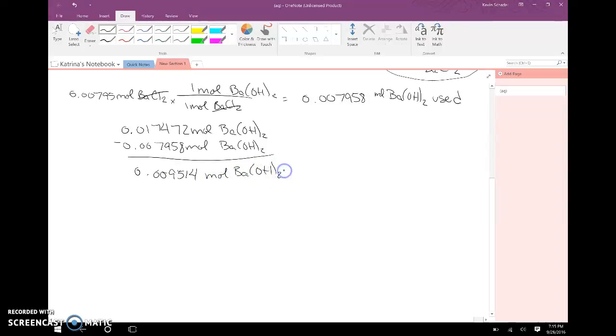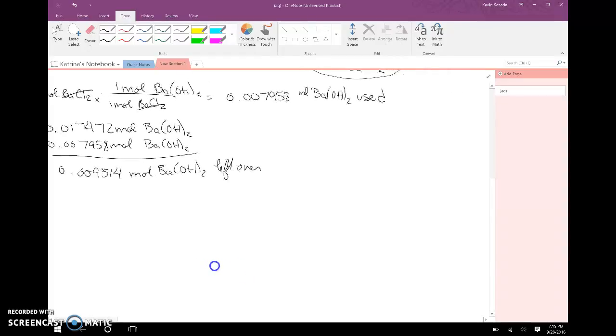Now, the problem does not ask about barium hydroxide. It asks just about the hydroxide ion. So here I have to do a conversion step that I didn't have to do before. Okay, this is how much barium hydroxide I have. For every 1 mole of barium hydroxide, there are 2 moles of the hydroxide ion, right? And when you double this number, you're left with 0.019028 moles of hydroxide left over.